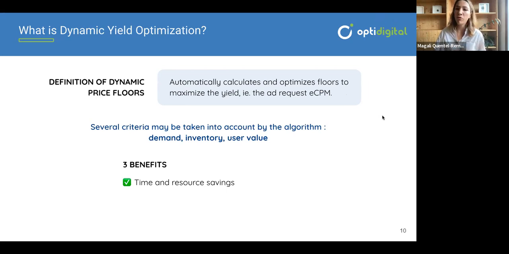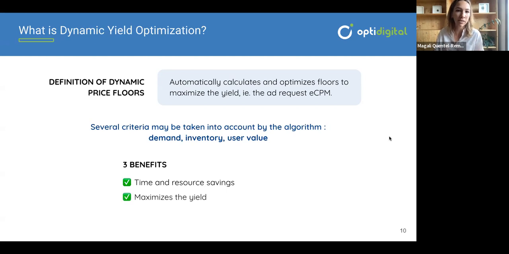Three main benefits. The very first thing that I can see is that it's time and resource saving. You may be in a situation where you are working in a very big publisher media group and you have a full team of data scientists who are able to crunch huge data sets to really make sure that you have dynamic floors. Amazing. But usually, even if you have a lot of resources, you may just do it manually, and it's really time consuming and involves really complex rules. So having a dynamic solution like this is going to save you a lot of time and resources.